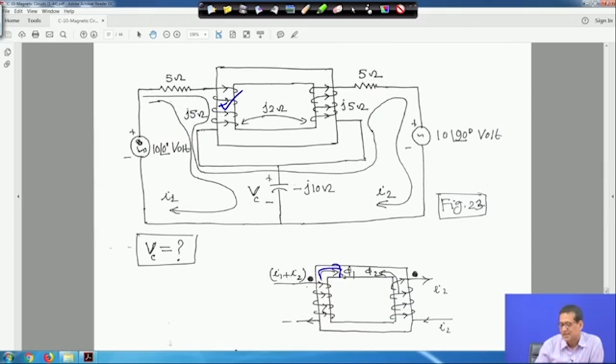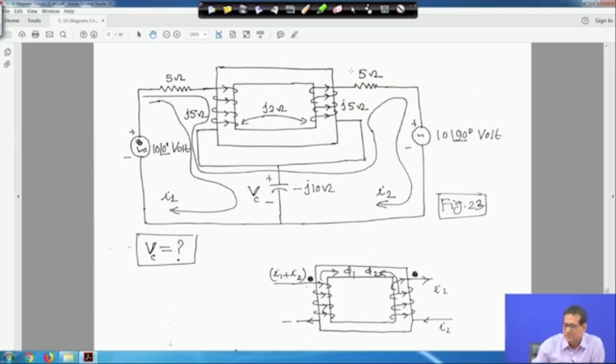This is phi 1. In this case the current is leaving the dot. In the direction of the current, if I wrap or grab the coil with the right hand like this, the direction of flux is upward, that is why phi 2 is upward. So phi 1 is this way and phi 2 is this way, which means they are opposing each other. So when you write the equation, with one current entering the dot and one leaving the dot, the mutual term will have a negative sign.